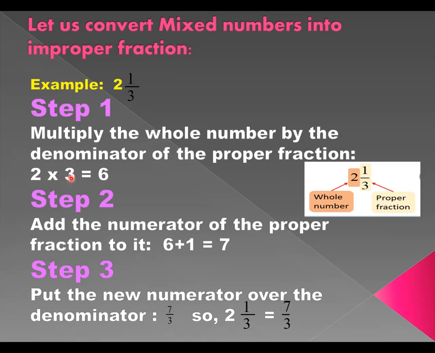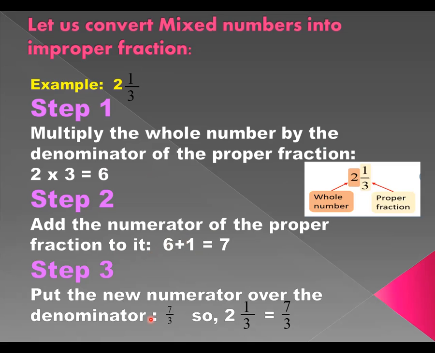2 multiplied by 3 will be 6. By following the first step, I got 6 over here. It means multiplying the whole number and the denominator, 2 multiplied by 3, my answer is 6. Now, step number 2 is to add the numerator of the proper fraction to it. My numerator is 1. This one is going to be added to this product, 6. So 6 plus 1 will be 7.